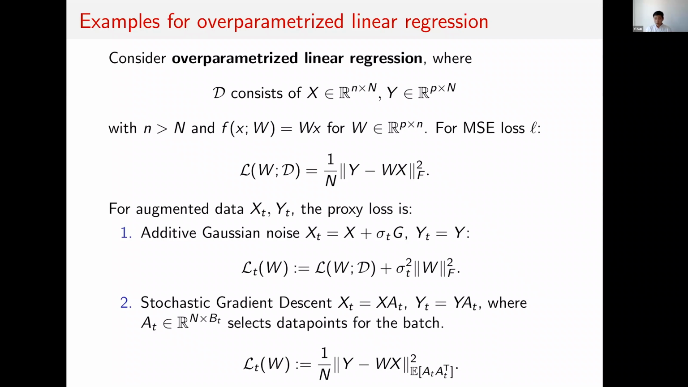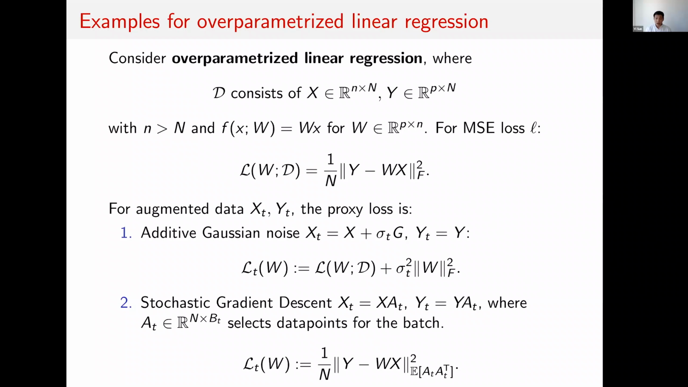To give a few examples, if I take additive Gaussian noise, I simply take the augmented data set at step t to be a perturbation of the original inputs by IID Gaussian noise. And some easy computations reveal that in this case, the proxy loss simply adds an L2 regularization term to the original loss.